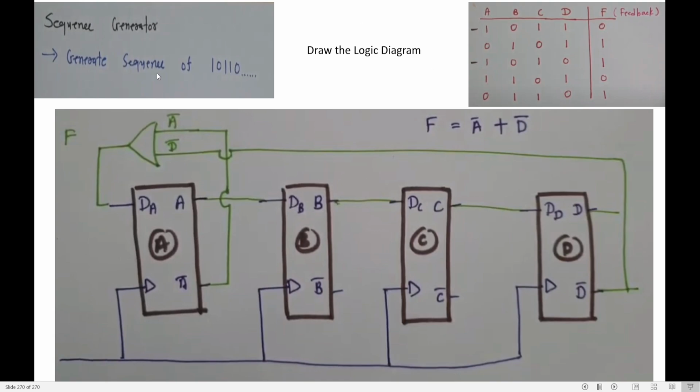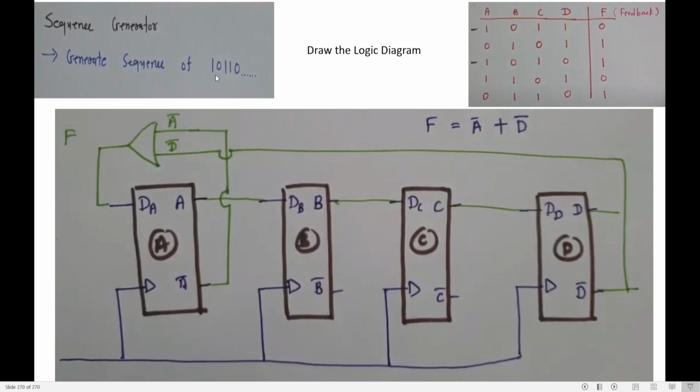Since it is 4 flip-flops, A B C D, I have taken A B C D flip-flops. What type of flip-flop have I taken? D flip-flop. Output of one flip-flop goes from the first flip-flop to the second, second to third, third to fourth. From the fourth it should come as a feedback. What is the formula for feedback? A bar plus D bar. Through an AND gate it is coming back. Okay, this is how you need to design.